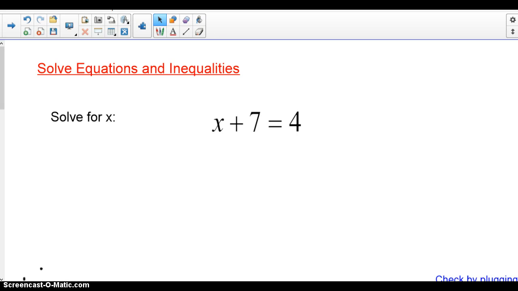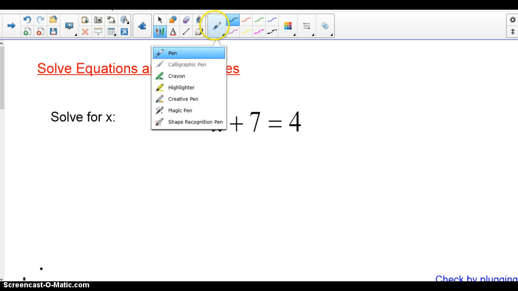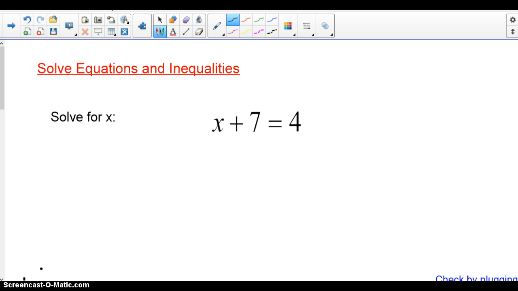Today we're going to look at solving equations and inequalities and solving for the variable within those equations. We're going to start out with a simple equation of x plus 7 equals 4. In that equation we have an addition of 7, and to isolate the variable we need to do the opposite operation of adding 7, and we are going to subtract 7 from both sides of the equation.